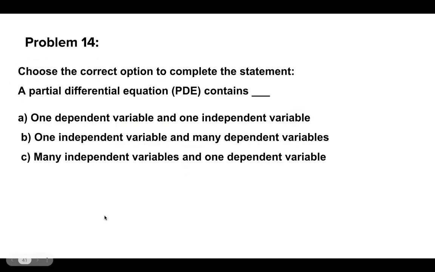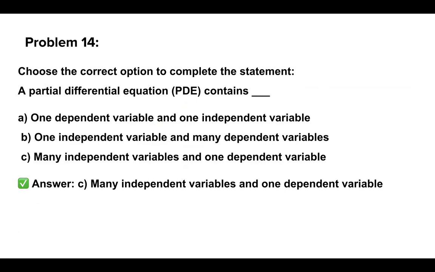Now the question, choose a correct option to complete the statement. A partial differential equation PDE contains one dependent variable and many independent variables, or many dependent variables and one independent variable. Which is the answer? The answer is option C. For a PDE, we'll have many independent variables. In our case, we had both position and time as independent variables and one dependent variable, which was concentration. So answer is option C.